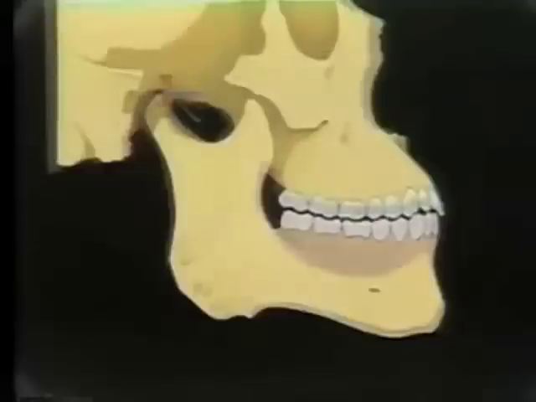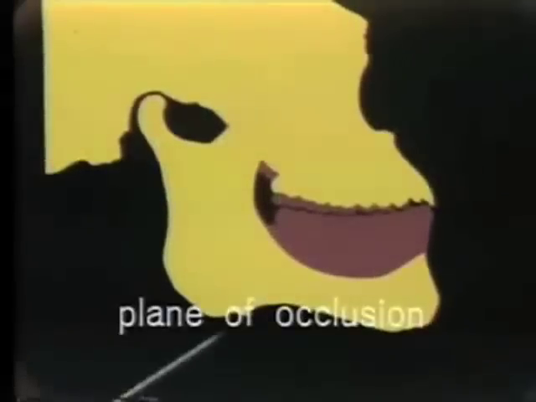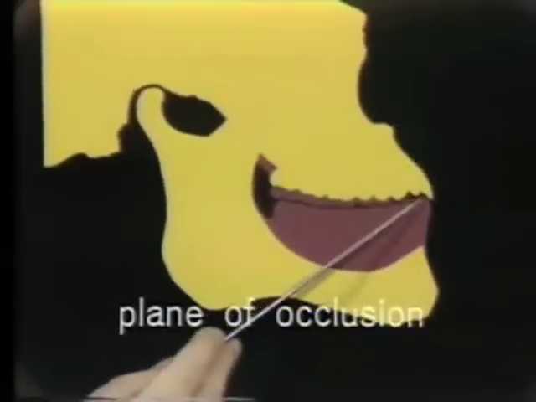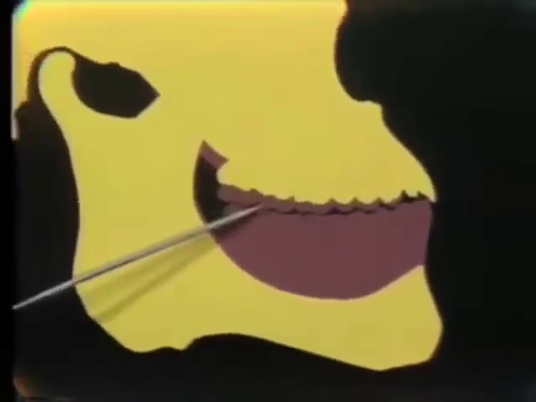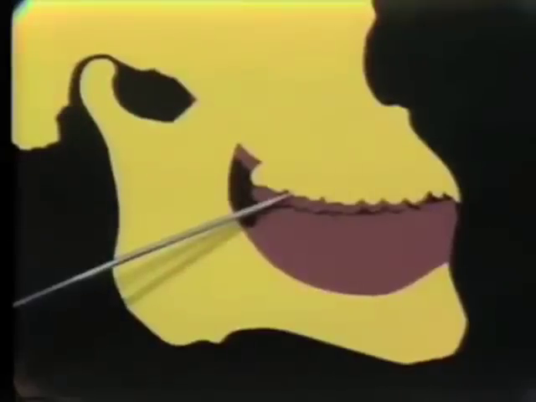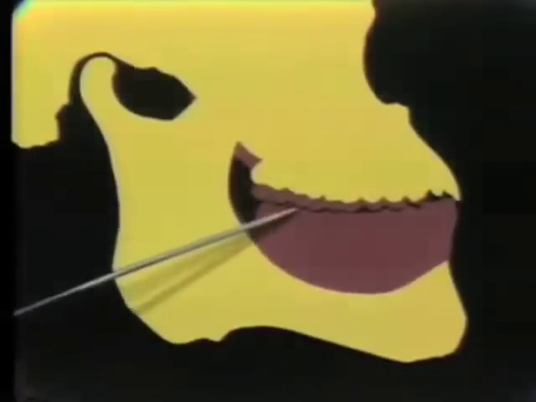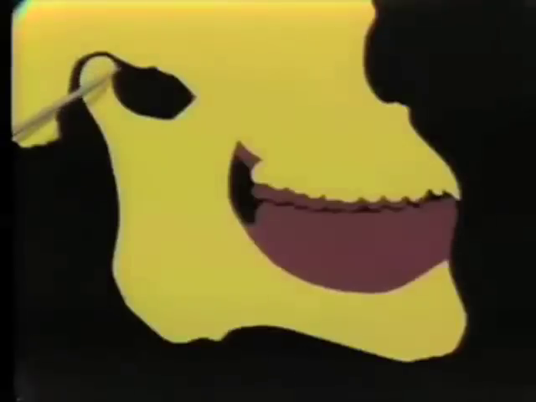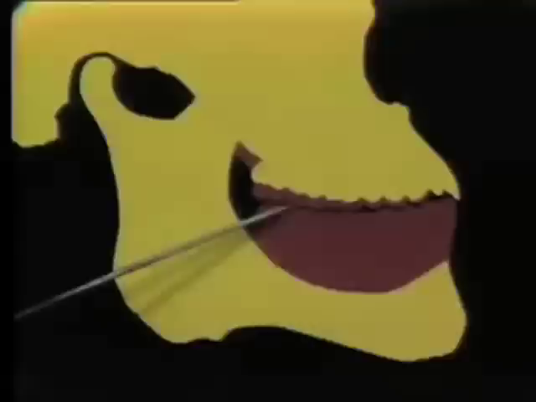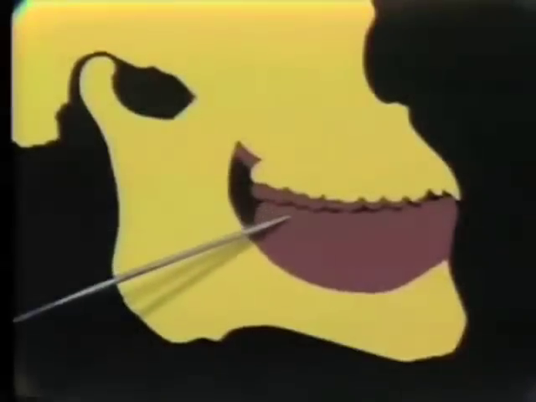If we look at the plane of occlusion, this has an effect on the cusp height. The more divergent the plane of occlusion is from the condylar inclination, the steeper the cusp can be, or the more clearance we'll have in the posterior teeth.